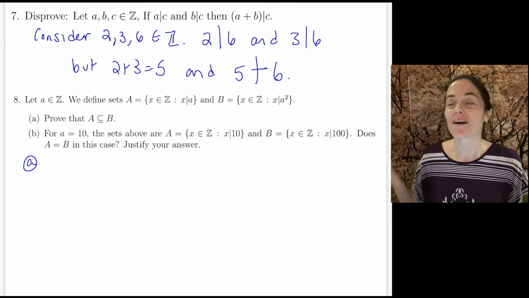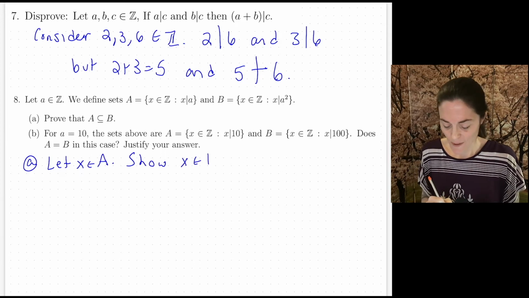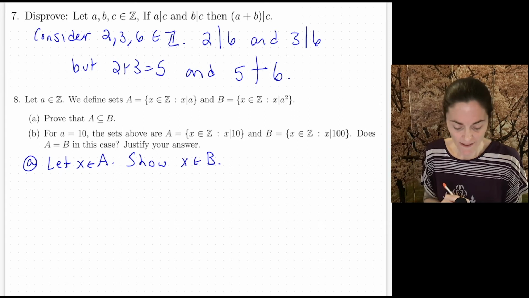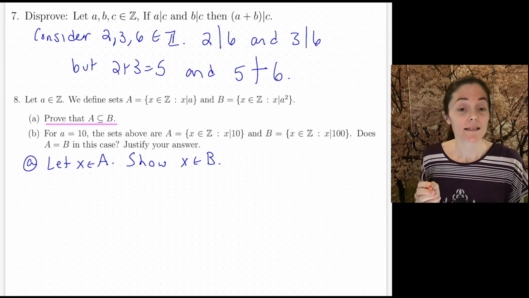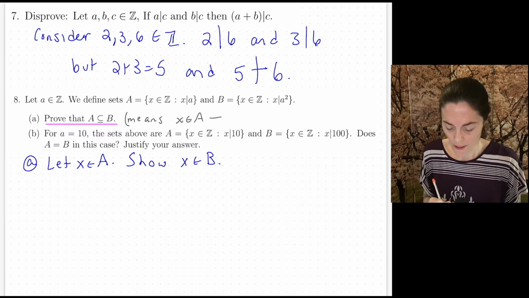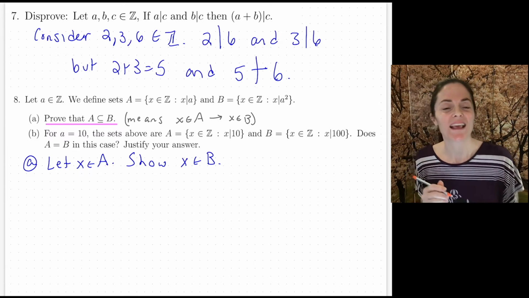How do we prove subset? Well, you just let x be an element of A, and we need to show x is an element of B. Because remember, this here is an implication. The meaning of this is as follows. This means that x in A implies x in B. That's the meaning of A is a subset of B. And so we have to show this implication.